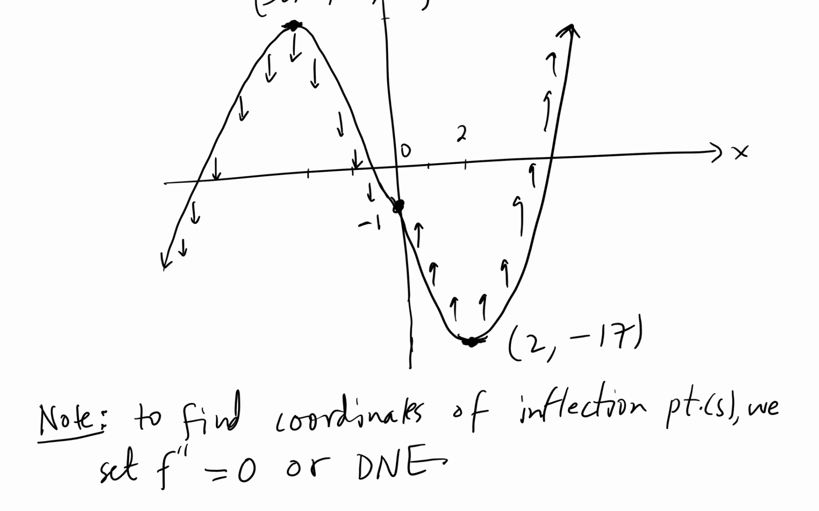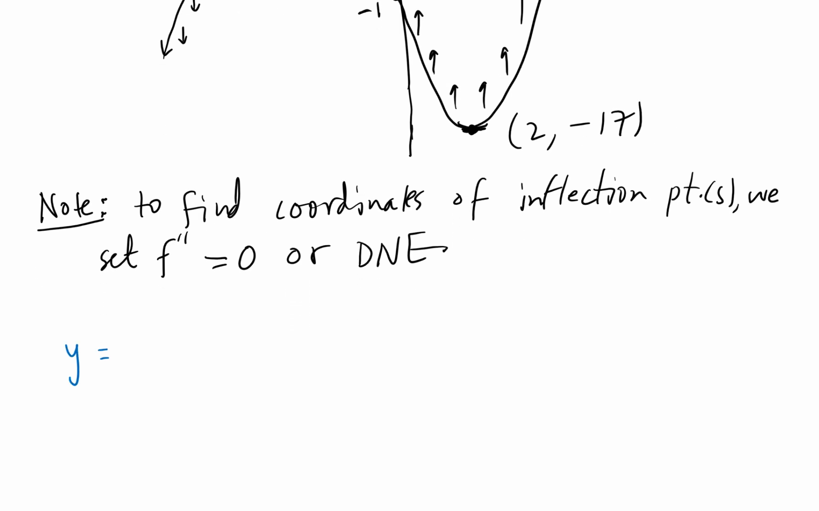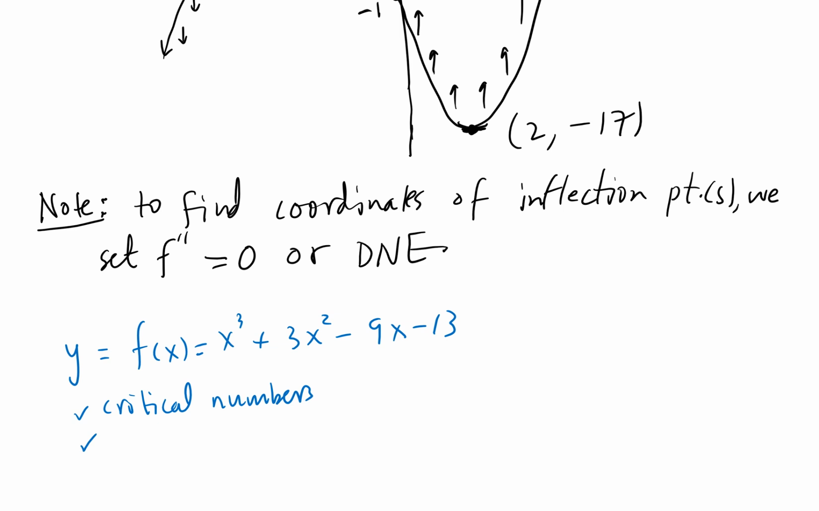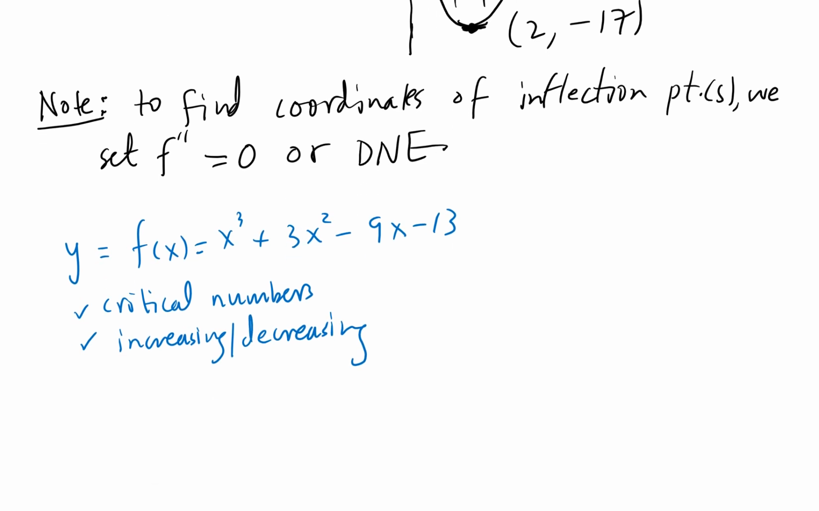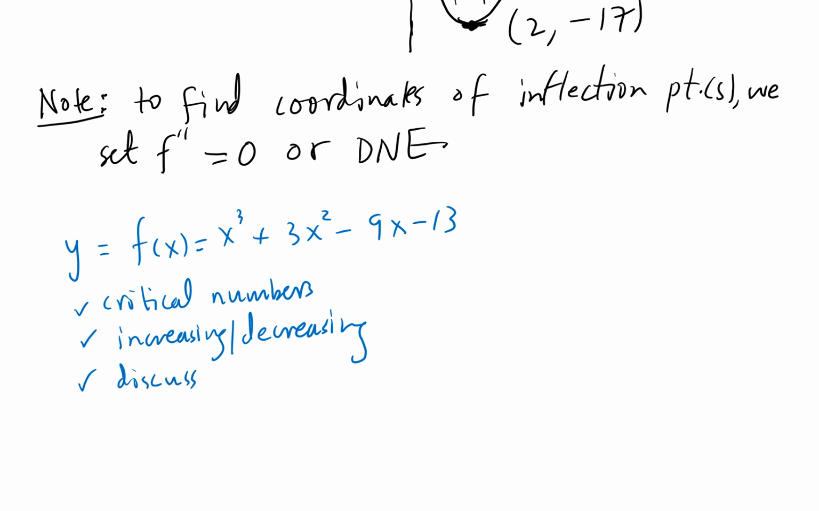Now we're going to look at another example similar to this: x cubed plus 3x squared minus 9x minus 13. So you're going to find the critical numbers, find when it is increasing and decreasing, discuss concavity, and sketch. So let's go over this question.